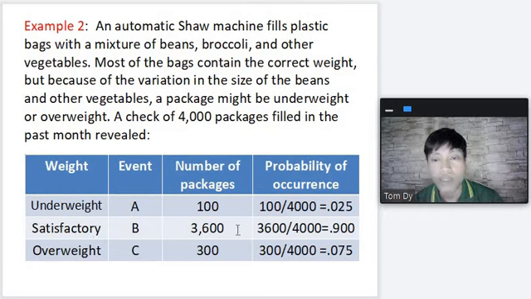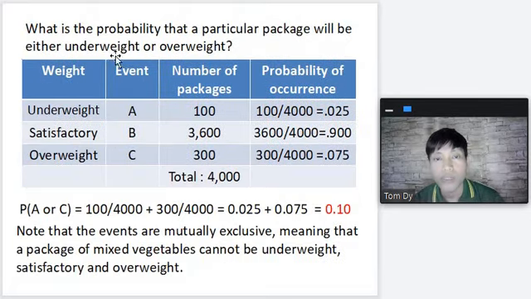For satisfactory, the probability here is 3,600 divided by the total, which is 4,000. That is equivalent to 0.900. For the probability of overweight, that is 300 divided by 4,000. So that is equivalent to 0.075. So, what is the probability that a particular package will be either underweight or overweight?